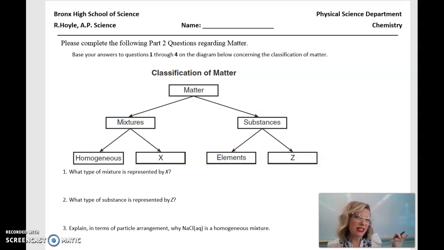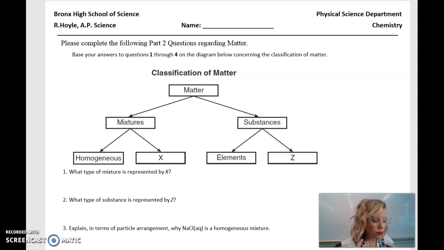So I'm going to go ahead and dig right in here, and we're going to talk about some of the example problems from this unit, matter. Okay, so looking at this first question on your screen, we're given a diagram for the classification of matter, and it asks us which type of mixture, which type of substance, or explain in terms of, and let's go ahead and look at that then.